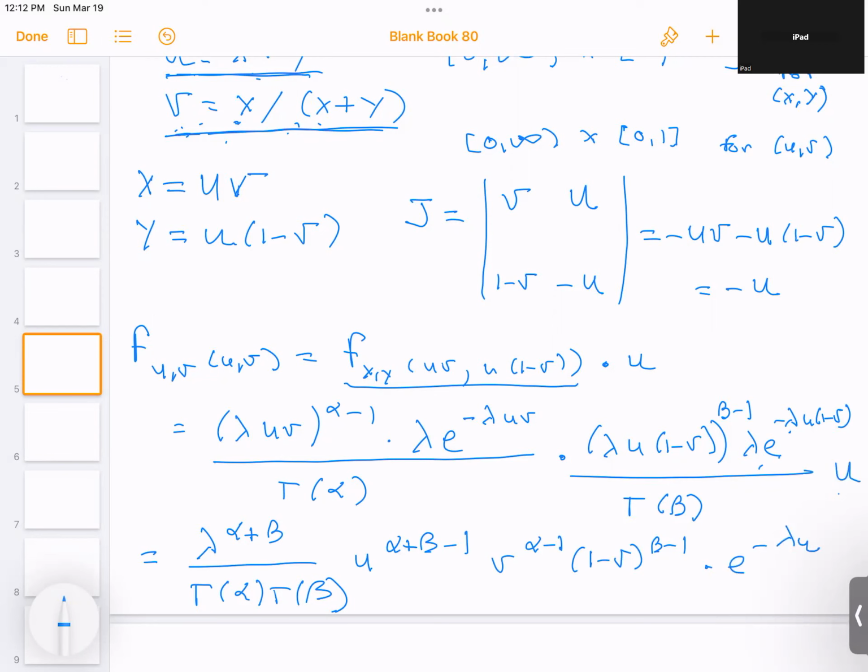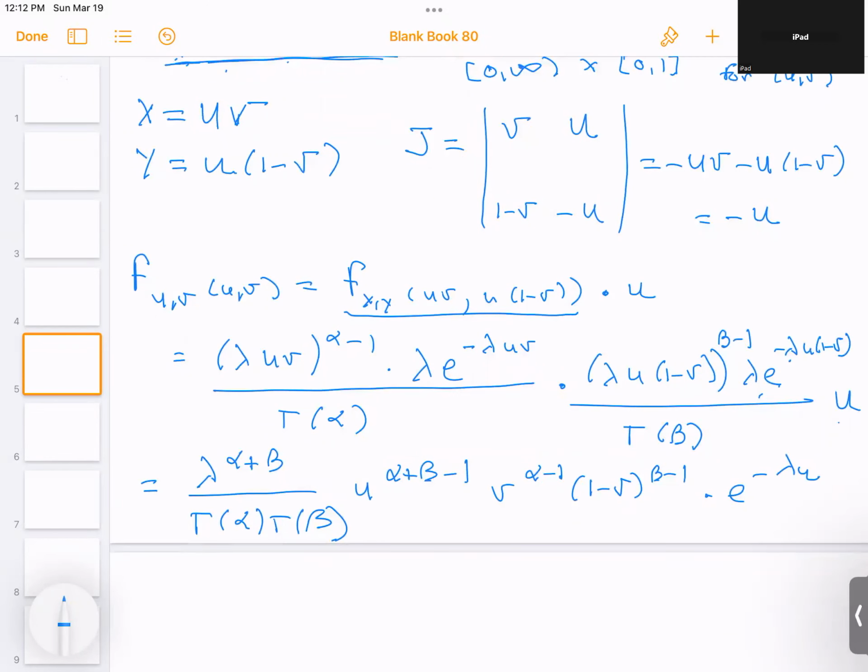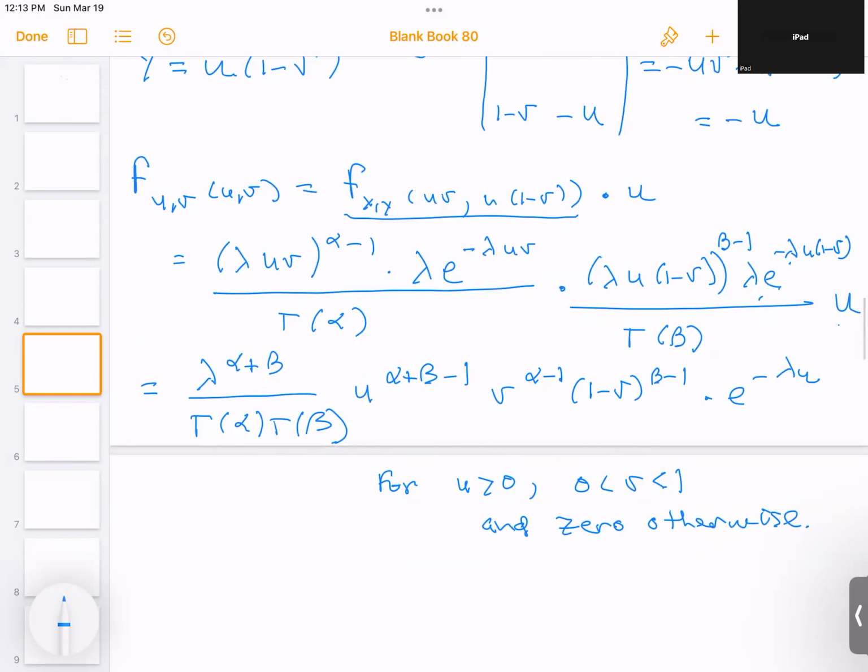Okay, and this is for v between 0 and 1 and u greater than 0, as we said above, and 0 else. Okay, well, that's it. We completed the transformation. We found the joint PDF.